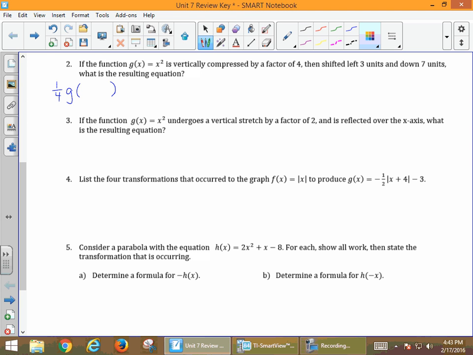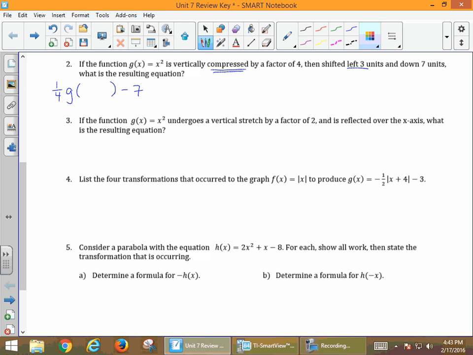It says that it's shifted left 3 units, so I'm going to hold off on that for just a second. And it says 7 units down, so down meaning -7. Because remember, the y's don't lie, if you will. The y's don't lie. It's going to tell you exactly what to do. Compress it.